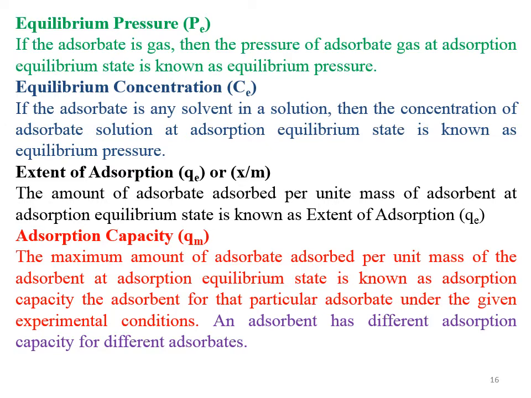An adsorbent has different adsorption capacity for different adsorbates, and if there is only one adsorbate, the adsorption capacity may also vary depending upon the experimental conditions. If we change the experimental conditions, the adsorption capacity may also change.